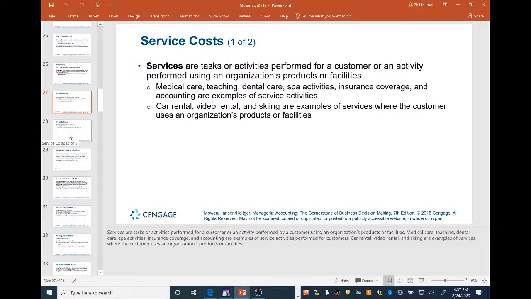Service costs are tasks or activities performed for a customer, or an activity performed using an organization's products or facilities. The first one, like medical care and teaching, is an actual service we're providing. You go to the dentist, they clean your teeth, fix a cavity, do a root canal, whatever it might be. You go get medical care, they take care of your broken arm or your treatment. They're giving you a service, right?